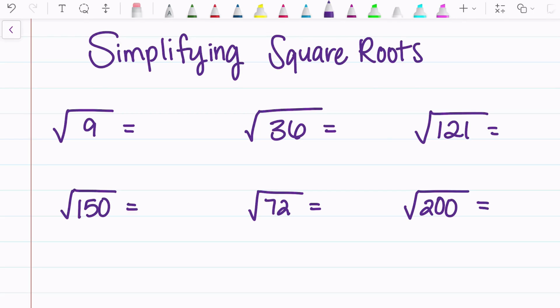This video is going to go over how to simplify a square root, or some people might say simplify a radical, but we're talking about radicals. The radical is this symbol. We're talking about radicals when they're specifically a square root.